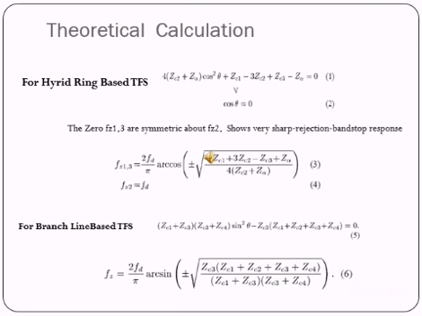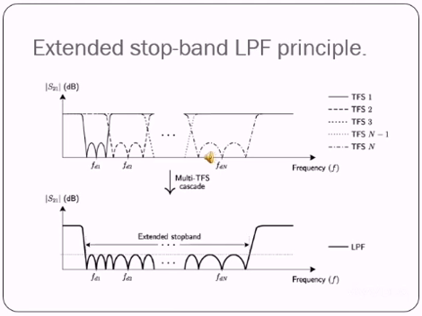Similarly, for the branch line based transverse filtering section, by solving equation 5, we get two symmetric zeros at FD, given by equation 6. Extended stop band principle: different TFS can be shown with overlapping responses to form an extended stop band LPF. This is the principle of this video.